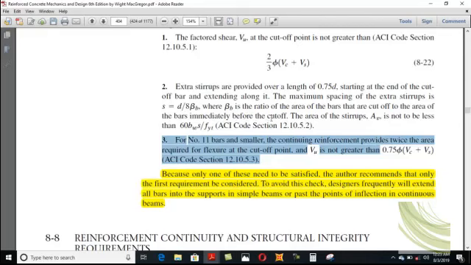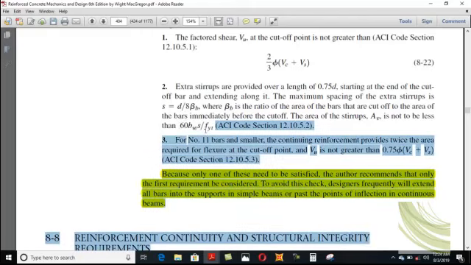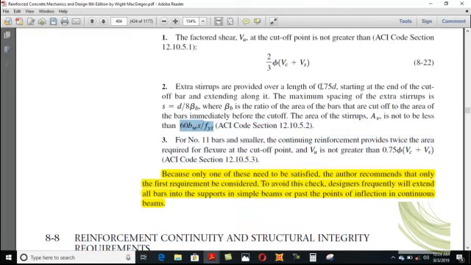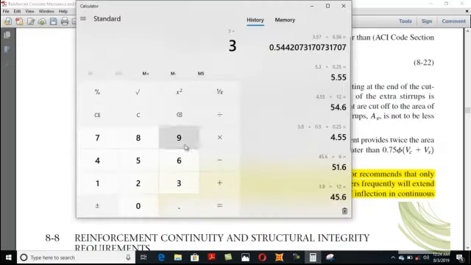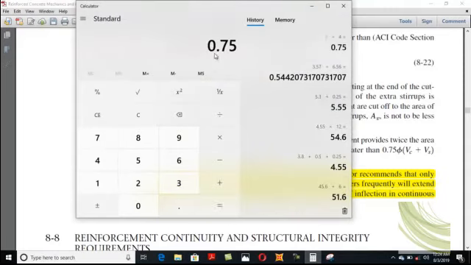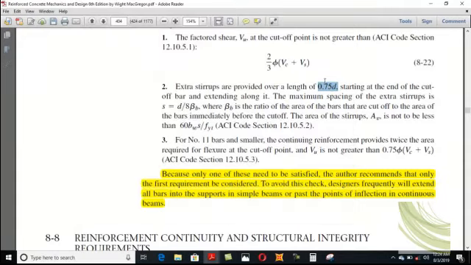I think so. Yes. The area of the stirrups Av is not to be less than, and this is another check. You have to provide the bars for a distance of 0.75d, or 3/4 of d. 3 divided by 4 comes out to be 0.75, so this 0.75 means 3/4 of d. So you have to extend the bars from the cutoff point for a distance of this much.